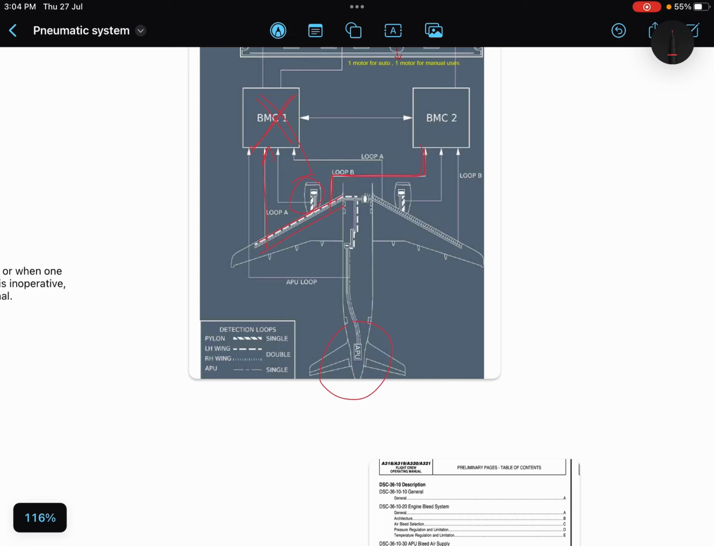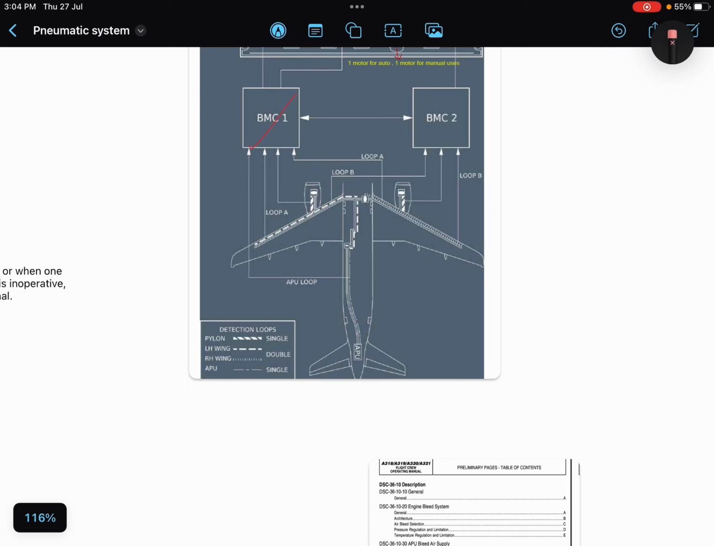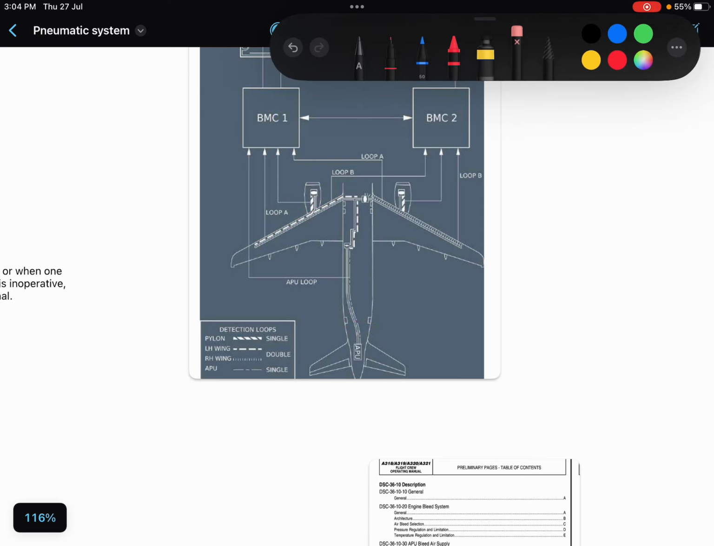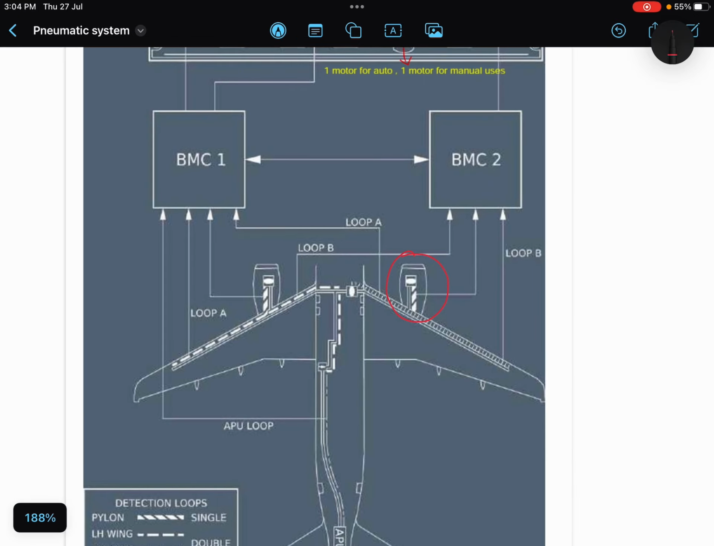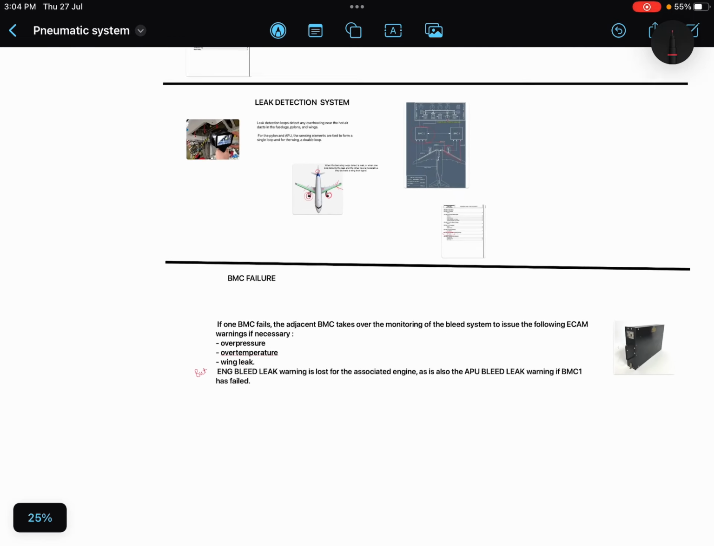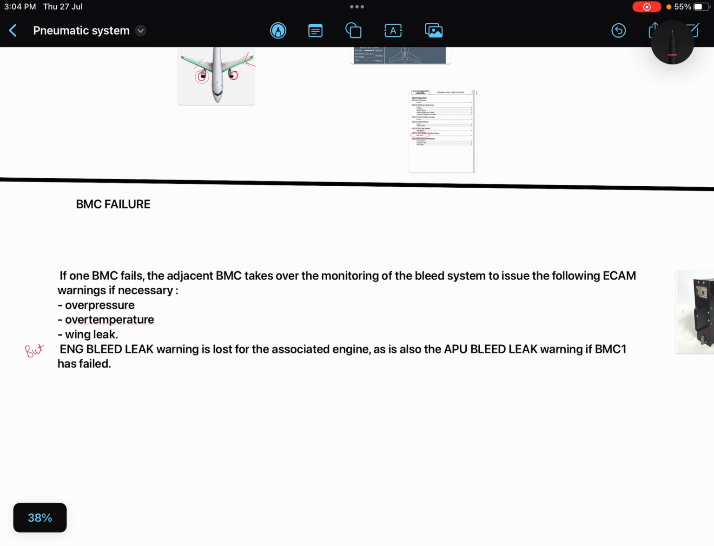Now we will take an example of BMC 2 failure. Now let's say BMC 2 fails. Leak detection of engine 2 has been lost, but wing leak detection is not lost, because there are two loops. One loop was connected with BMC 2 and another one was connected to BMC 1. Now the wing leak can be detected by BMC 1. Right. This was all about the BMC failure.